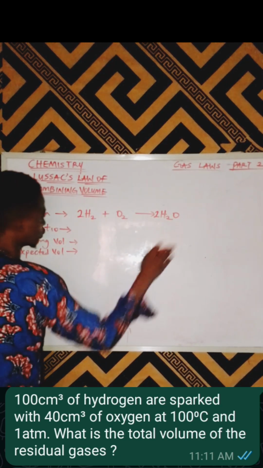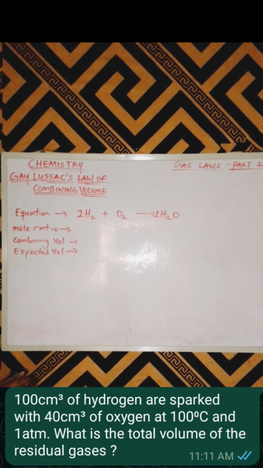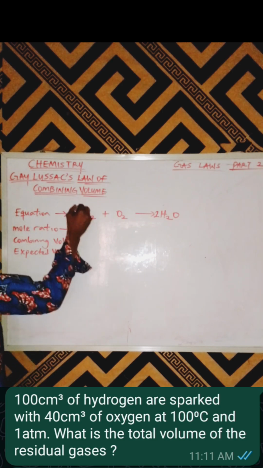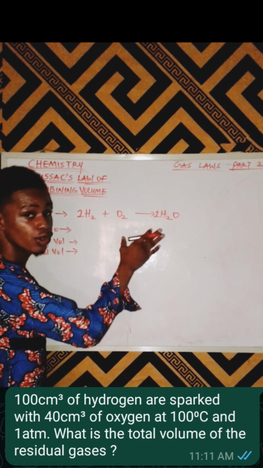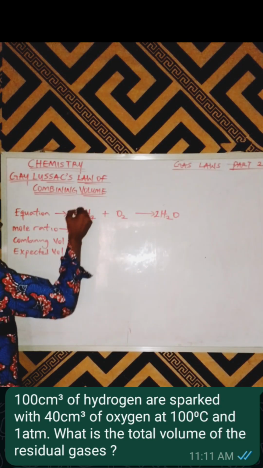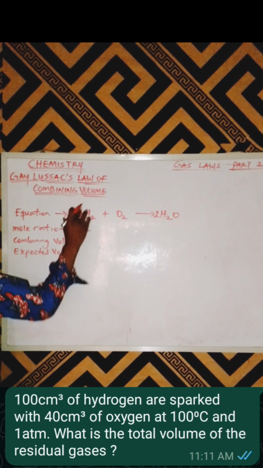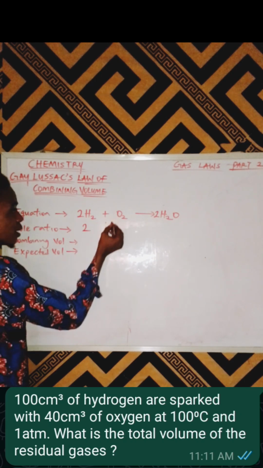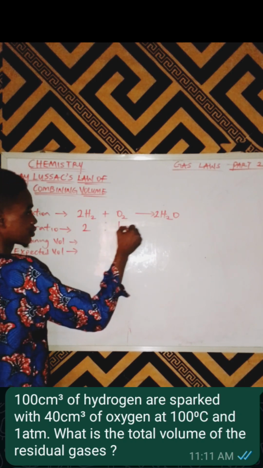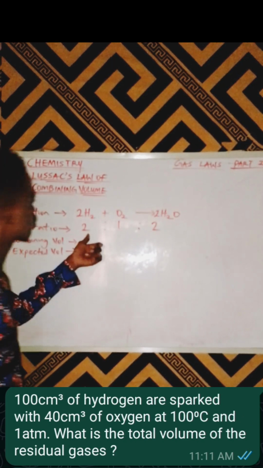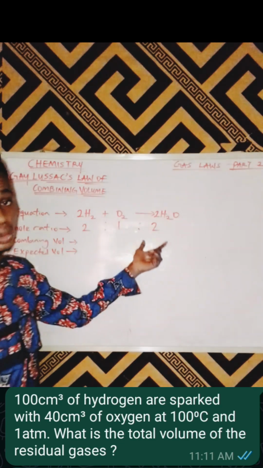After you write out your equation, take note of the mole ratio. The number of moles means the number at the front of the element or compound. The number in front of hydrogen here is 2, so the mole ratio of hydrogen is 2. For oxygen there's no number, so it's 1. Then the number at this side is 2. So I have the ratio 2 : 1 : 2.